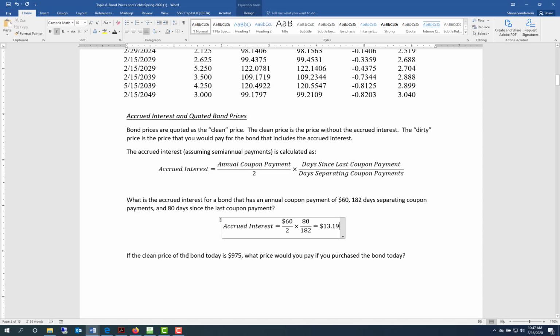So if the clean price of the bond today was $975, and so that would be the asked price, what price would you pay if you purchased the bond today? You'd pay $975, the clean price, plus $13.19, and that's going to be equal to $988.19.